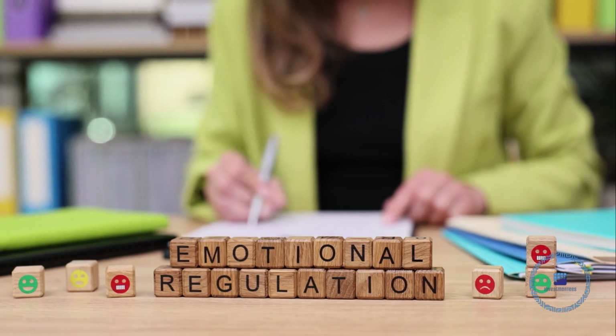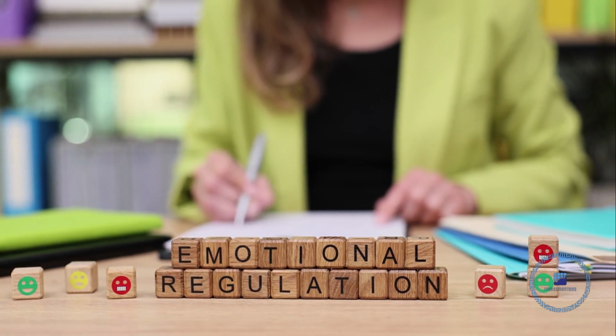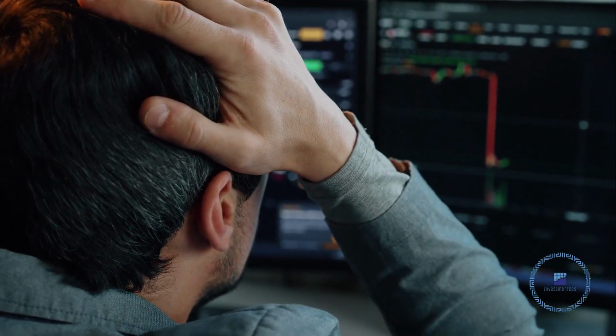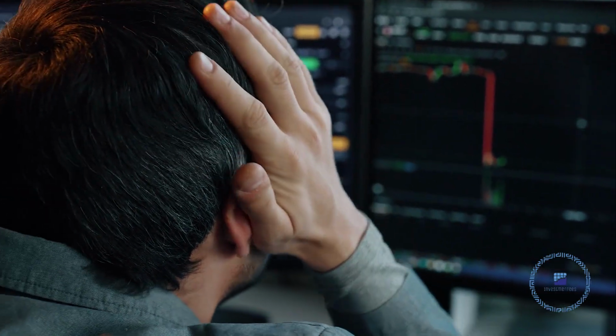The journal also improves emotional control. When you document fear, hesitation, or impatience, these emotions become measurable and manageable. Over time, the emotional notes reveal triggers that cause poor decisions. Once you recognize emotional triggers, you can plan for them and reduce their impact.